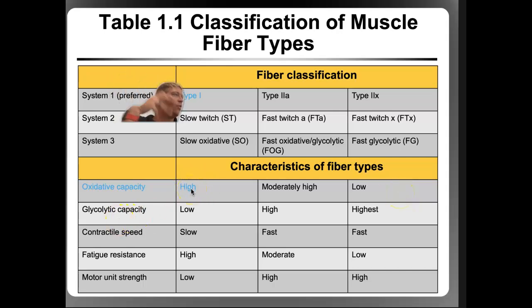The slower twitch ones are the ones that, when you're trying to run a marathon or run a long distance, you're going to use, because they fatigue slower and they use more oxygen to energize them. Whereas a fast twitch, like trying to jump and dunk a basketball, that's the one quick burst and it doesn't use oxygen as an energy source. And we'll get into that in more detail later, but the oxidative capacity is high, as one of your quiz questions.